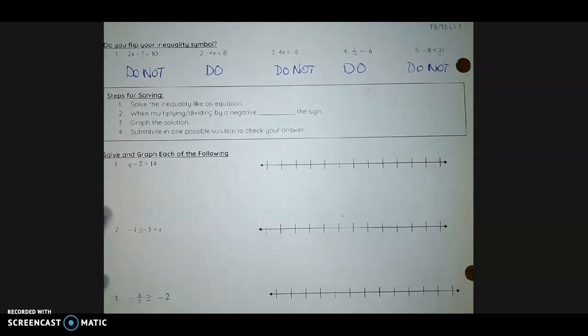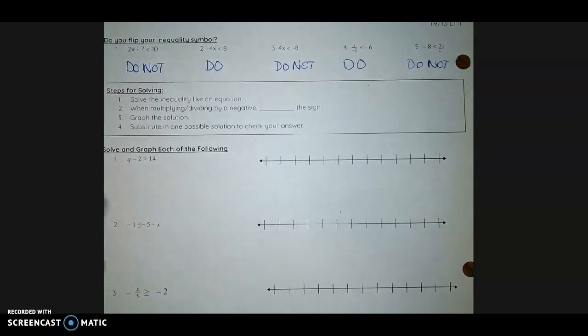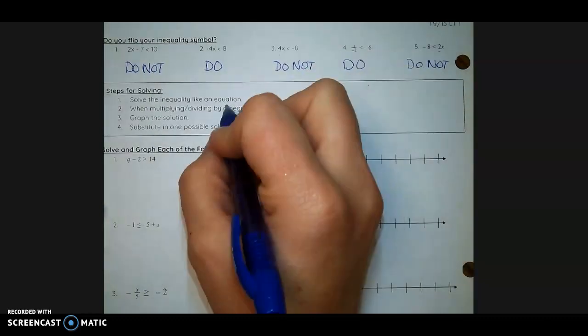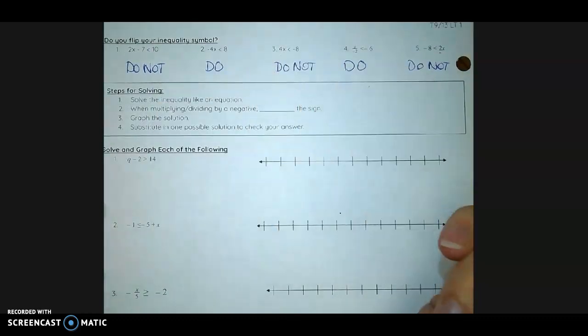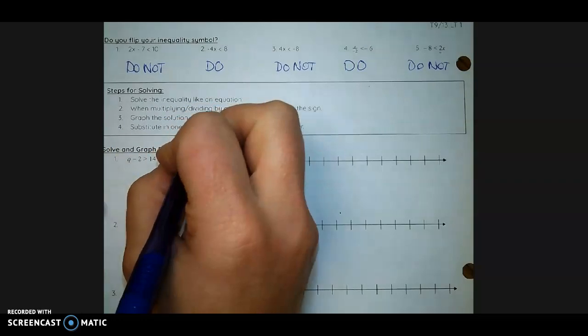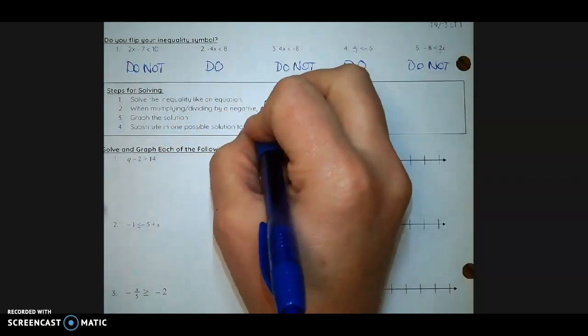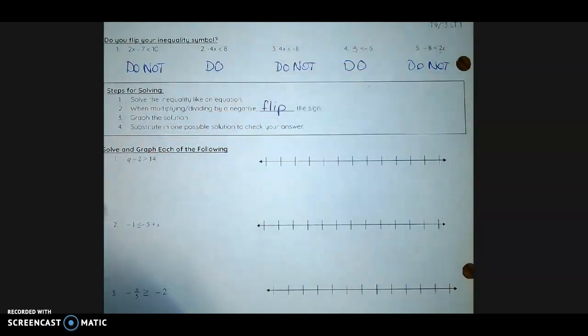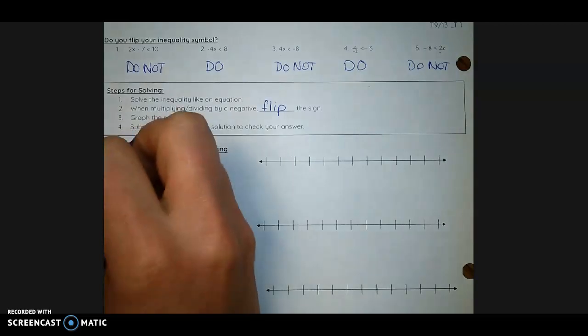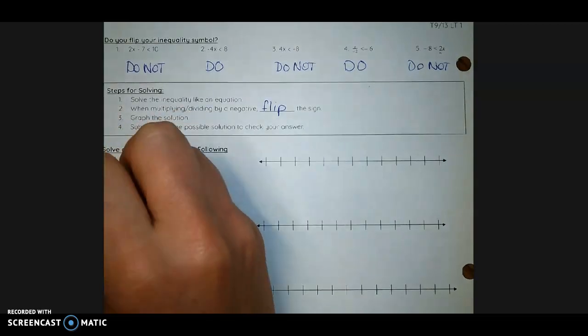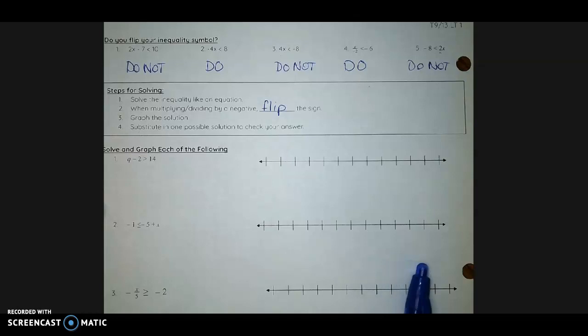So if I have an inequality that looks like an equation to solve, I'm going to solve the inequality like an equation. That's just like I was showing you on the front. When multiplying or dividing by a negative, I need to make sure that I flip the sign. I then graph the solution, and then I'm going to substitute in one possible solution to check my answer.